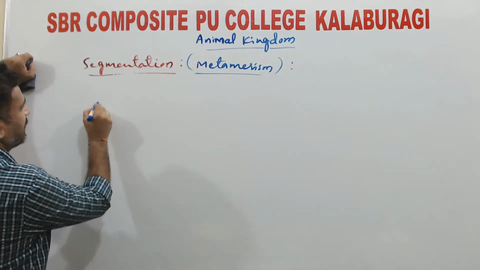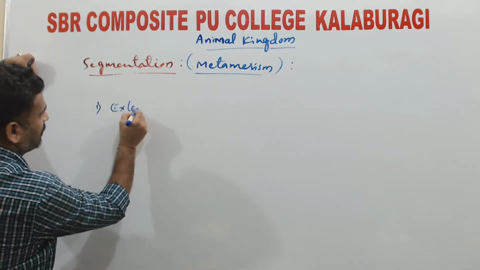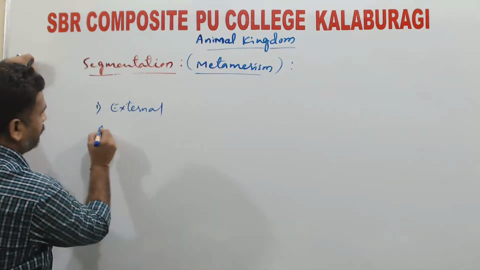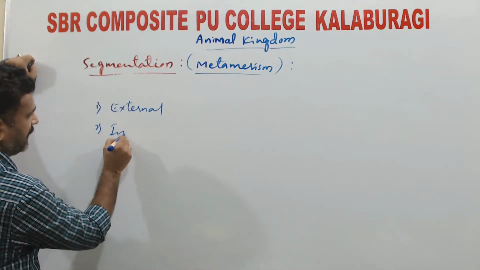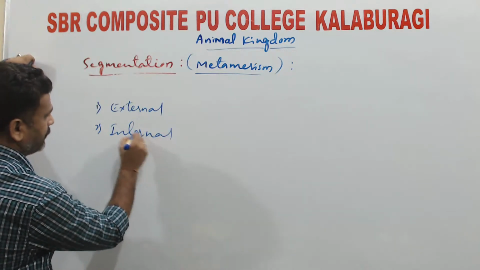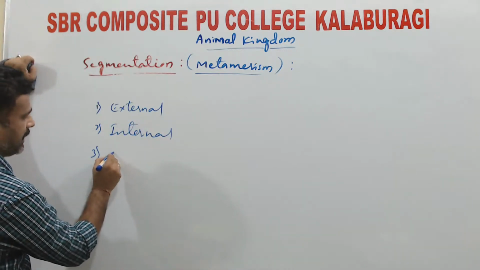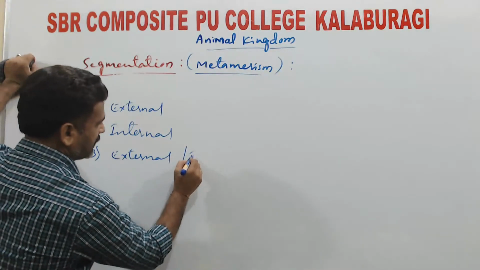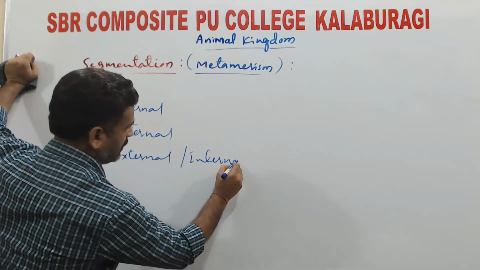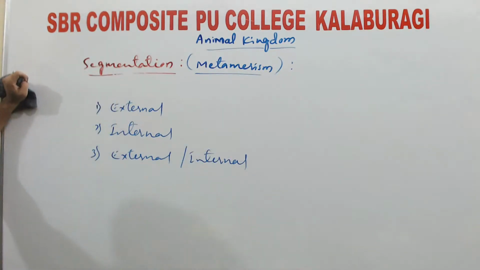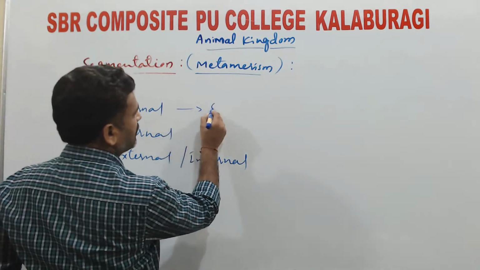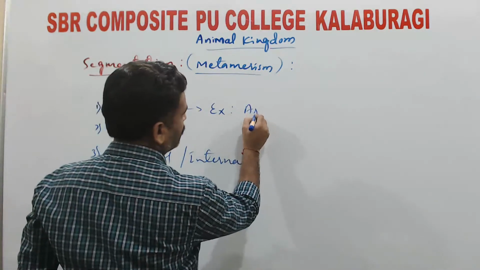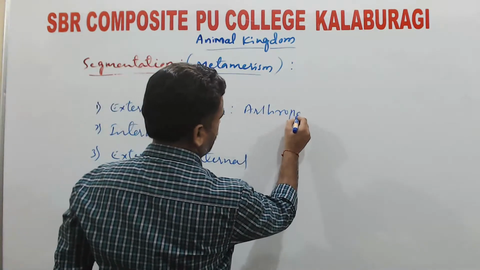The metabolism is again divided into the external metabolism, second one is internal metabolism, third one is external as well as internal metabolism. The external metabolism is common as in case of arthropoda individuals.